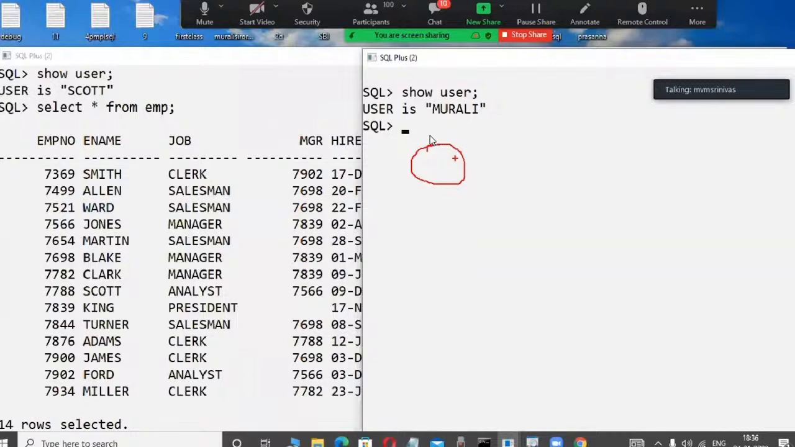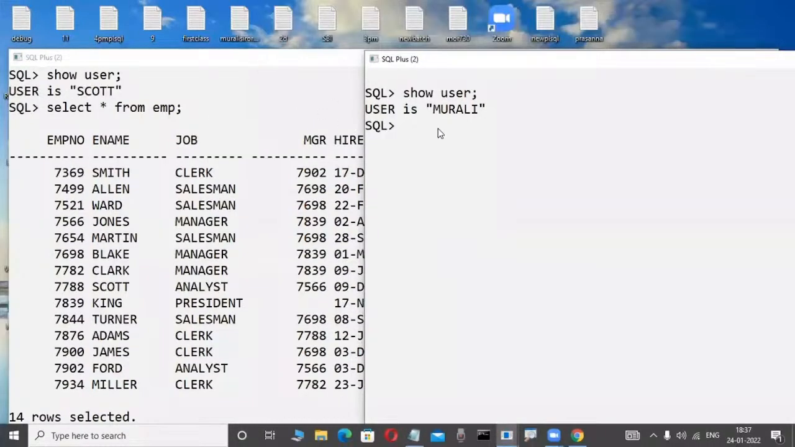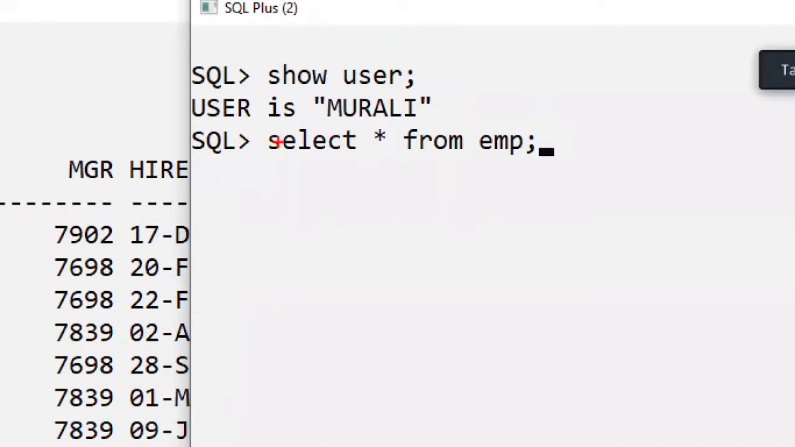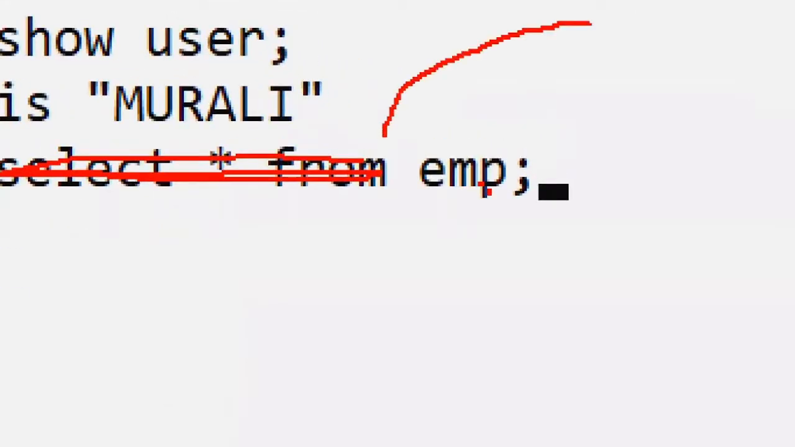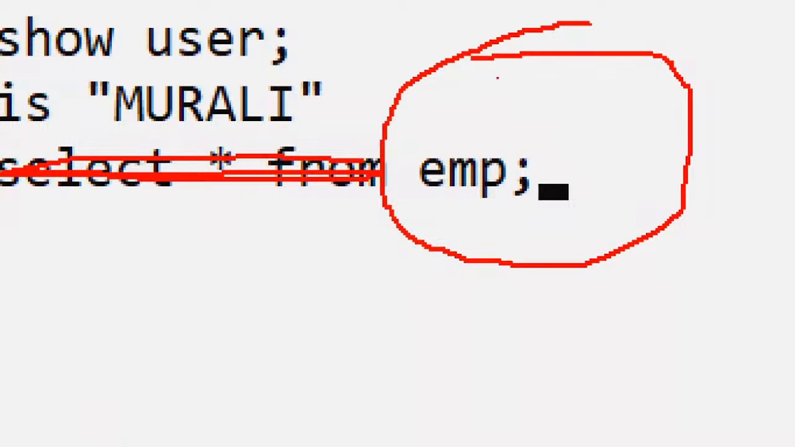Now, this Murali user is using the Scott user's table. Some commands are there, as SQL language has this feature. For example, select star from EMP. In the Murali user, this table is not there, but he is typing some command only. Murali user is typing select star from the table name EMP. Possible or not possible? Is the Scott user table visible to the Murali user? Is the Murali user allowed to access the Scott user table? Logically observe here, possible or not possible?